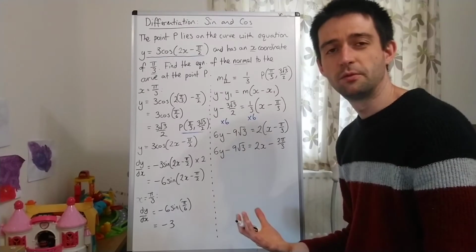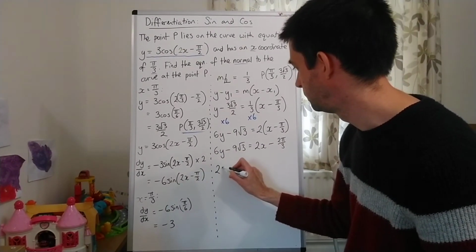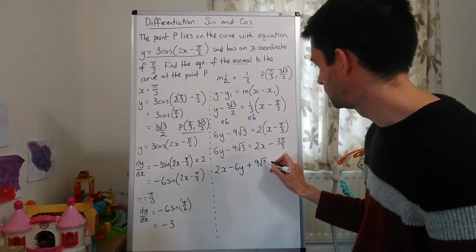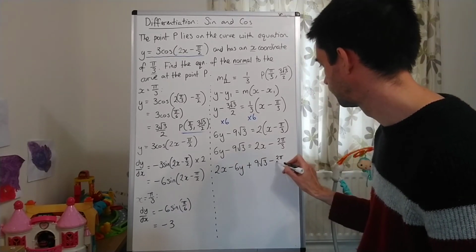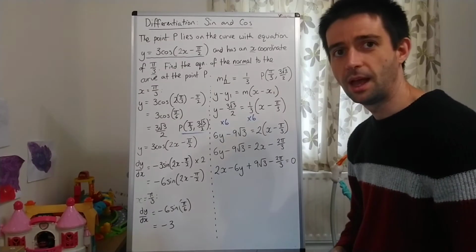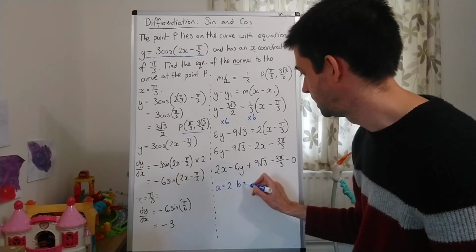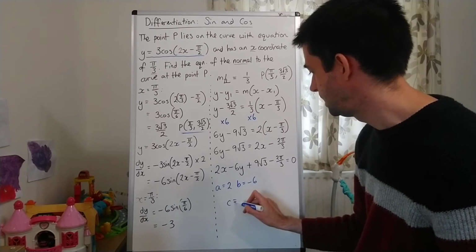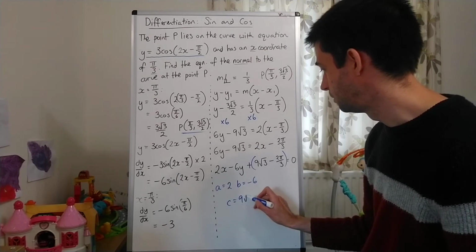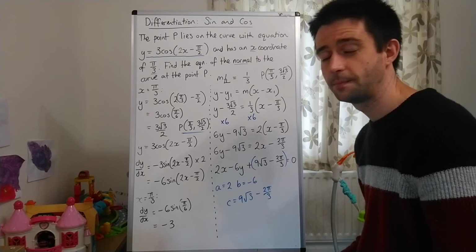And I'm just going to write that in the form ax plus by plus c equals 0, which would be 2x minus 6y plus 9 root 3 minus 2 pi over 3 equals 0. And if I was going to state the values, I would say that a is 2, b is negative 6, and c is that whole constant value there, which is 9 root 3 minus 2 pi over 3.